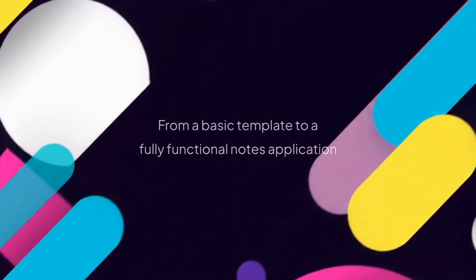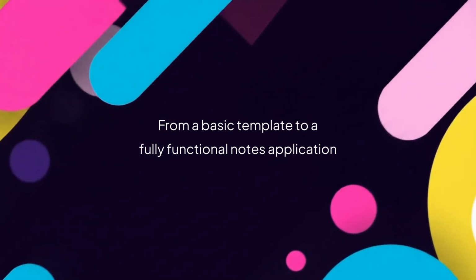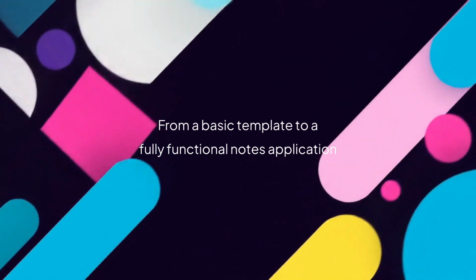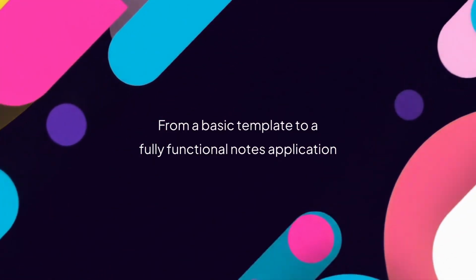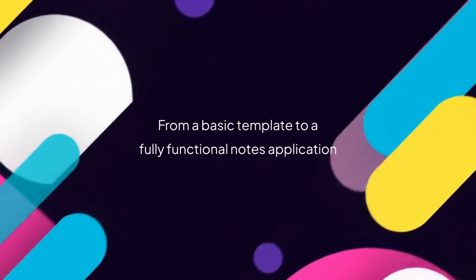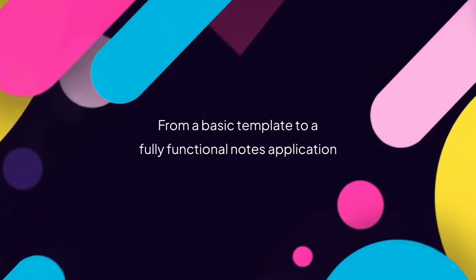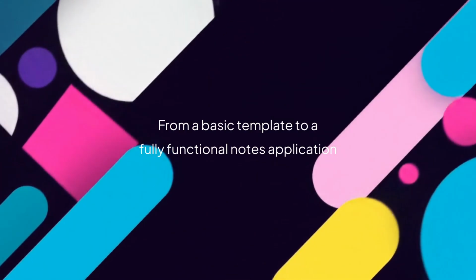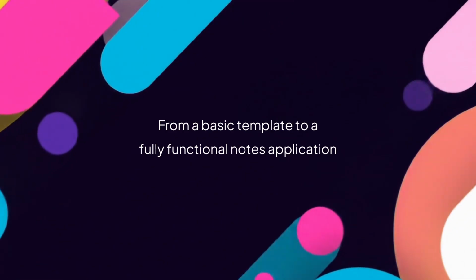This demonstration showcases the power of AI-assisted development for Oniro and OpenHarmony applications. In just a few minutes, we've gone from a basic template to a fully functional notes application, complete with input handling and storage capabilities. The AI agent not only generated the code, but also handled the build process, identified errors, and fixed them automatically.